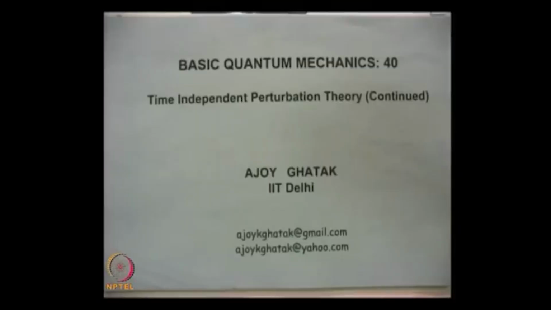Last lecture we had developed the first few equations describing the first order perturbation theory. In perturbation theory, the Hamiltonian consists of two parts, H naught and H prime. For H naught, we are already aware of the solutions, and the objective is to find the effect on the energy eigenvalues by introducing the additional term H prime in the Hamiltonian.